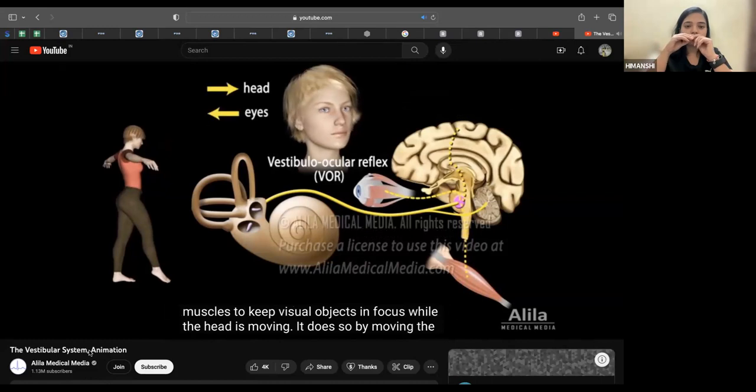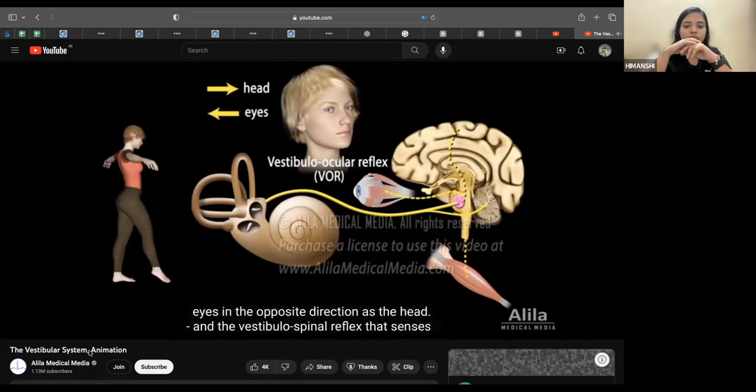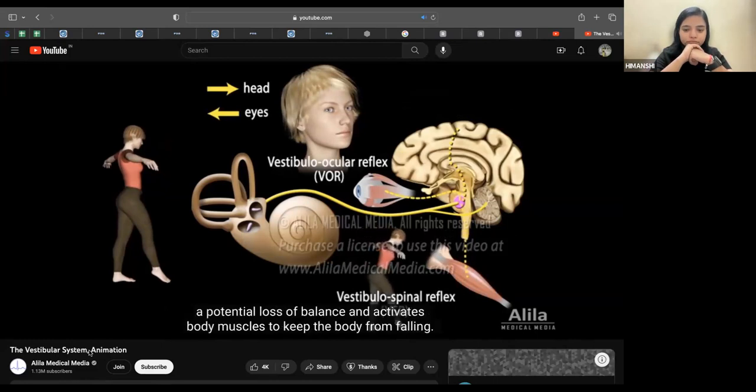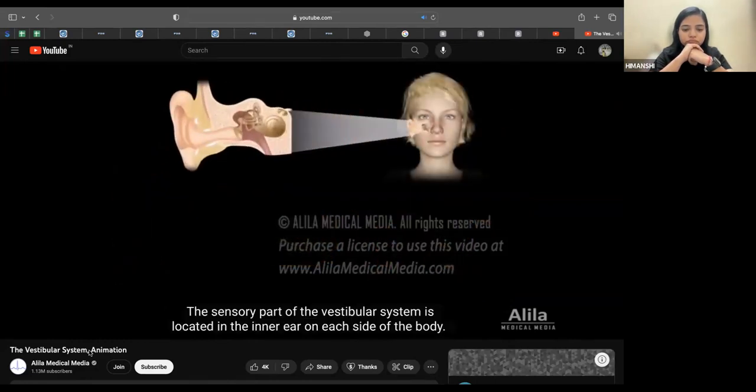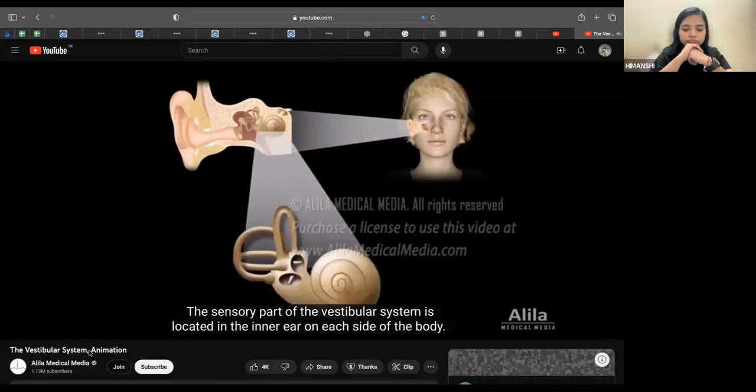It does so by moving the eyes in the opposite direction as the head. And the vestibulo-spinal reflex that senses a potential loss of balance and activates body muscles to keep the body from falling. The sensory part of the vestibular system is located in the inner ear on each side of the body.